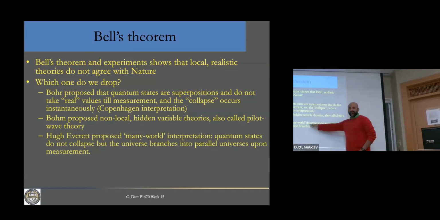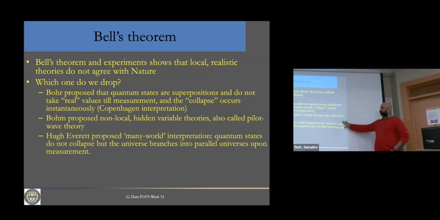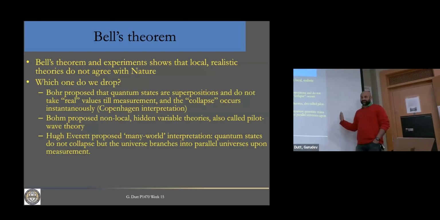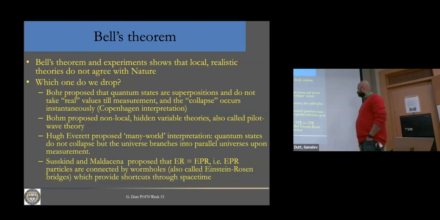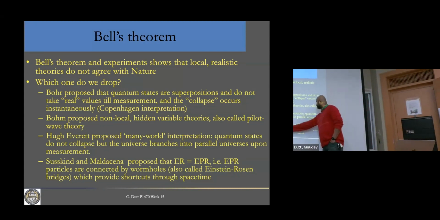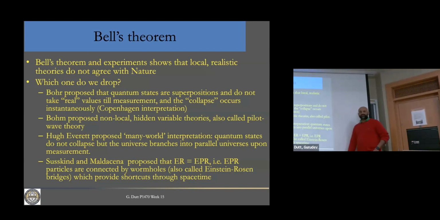Everett proposed the so-called many-world interpretation. In this one, both localism and realism are satisfied, but he assumes that at every measurement, the universe splits into two branches for qubits, right? So 0 and 1. In one branch of the universe, the 0 is observed, in the other branch, 1 is observed. Everything is completely deterministic in that particular universe. And Susskind and Maldacena proposed something called ER equals EPR, as it is called, which says that EPR particles are connected by wormholes in space-time.